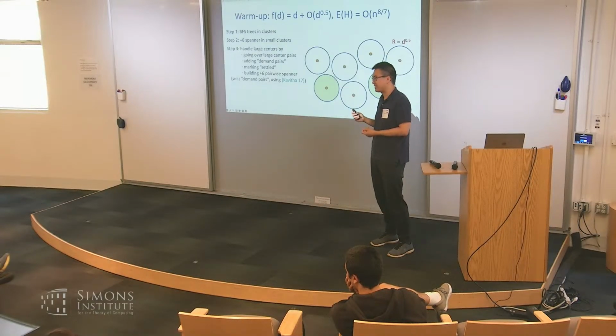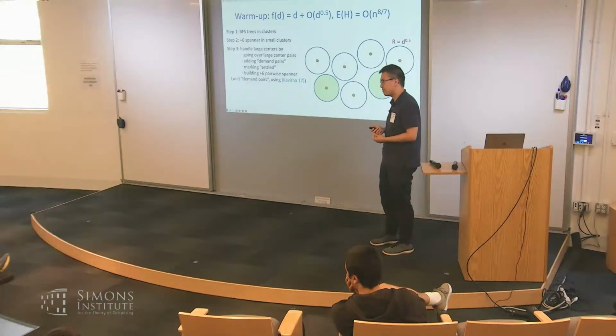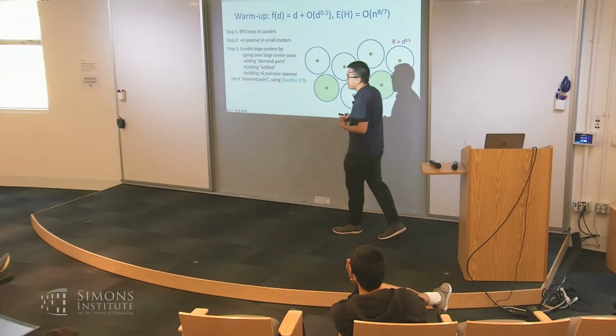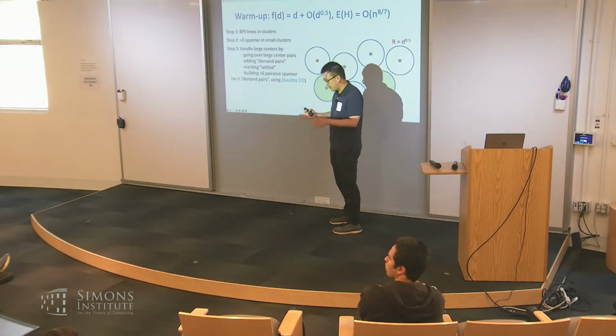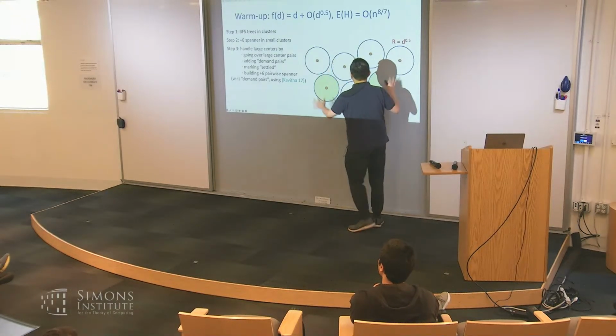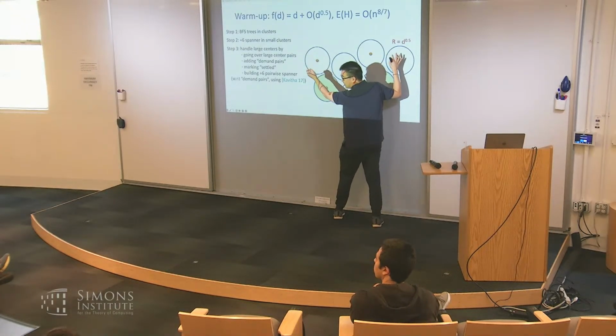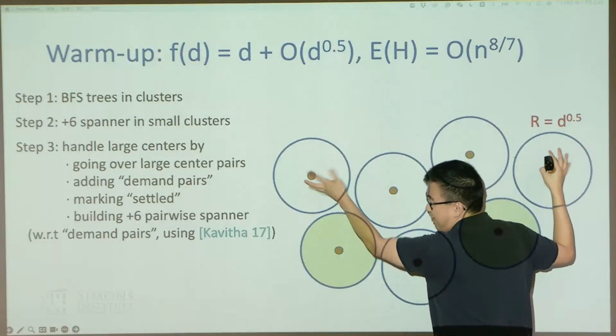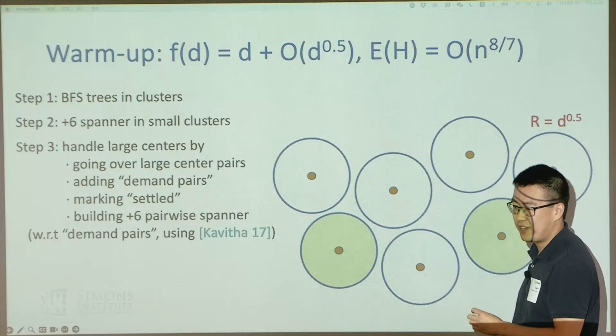No, I mean, if n over 2 vertices form a cluster in the middle, and I look at all the pairs, the portals which are created, why can't that number be omega n? There are not very many demand pairs you get, because every demand pair you get comes from some pair of large clusters. And if you have just two clusters, you don't get many pairs of large clusters to deal with.